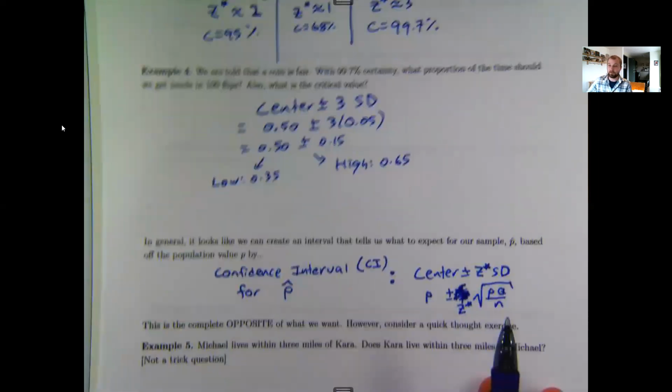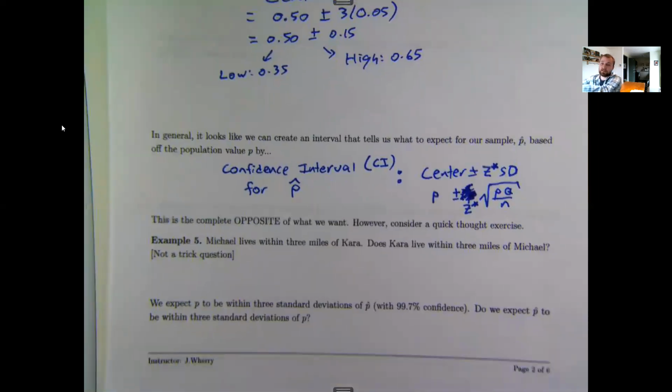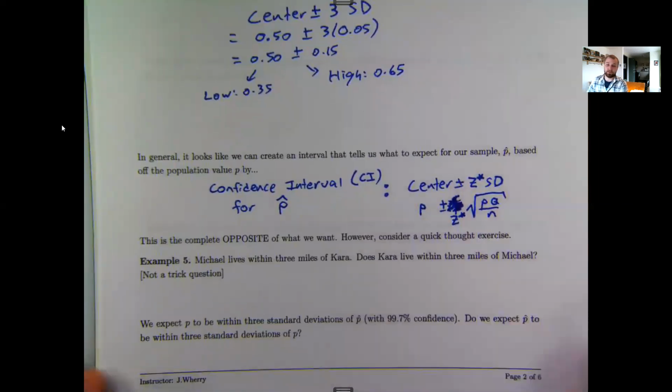Two quick diversions here, thought exercises, making sure I'm feeling comfortable about stuff, and then let's try to see if I can do the same thing in the opposite direction. So suppose that Michael lives within 3 miles of Kara. Knowing this, do you think Kara lives within 3 miles of Michael? I want you to think about this. I'm not trying to trick you when I ask you this question. This is a question that I feel like I can ask pretty much anyone I know, and they would be able to give me a response without overthinking it. So don't overthink this, but pause the video. If Michael lives within 3 miles of Kara, does Kara live within 3 miles of Michael?